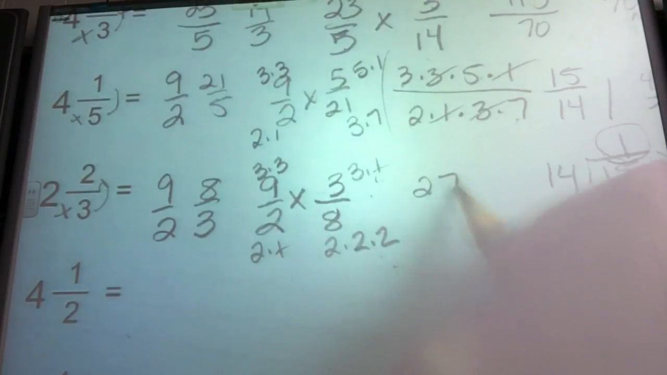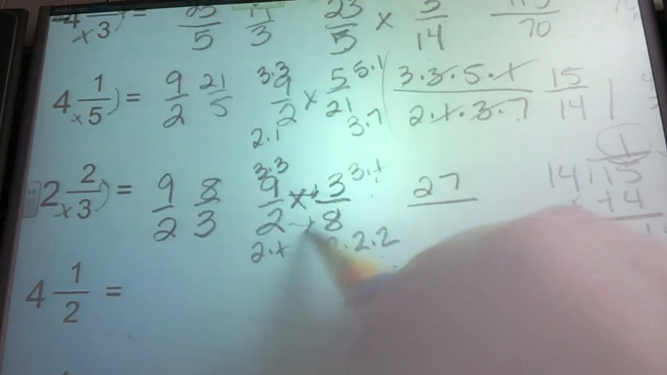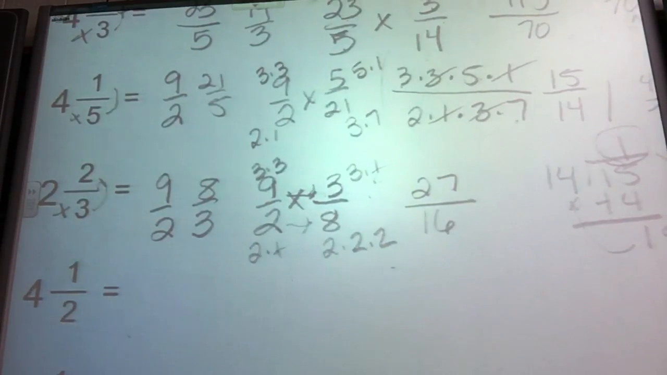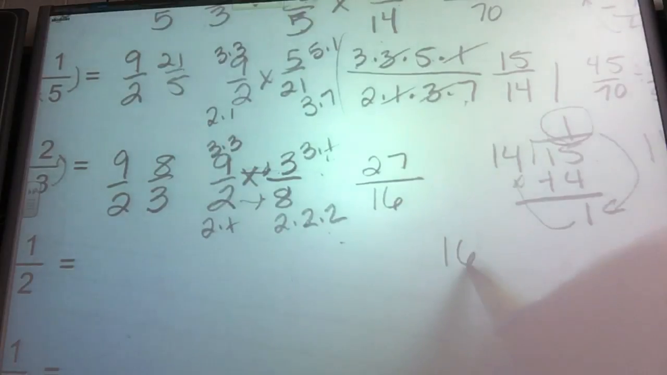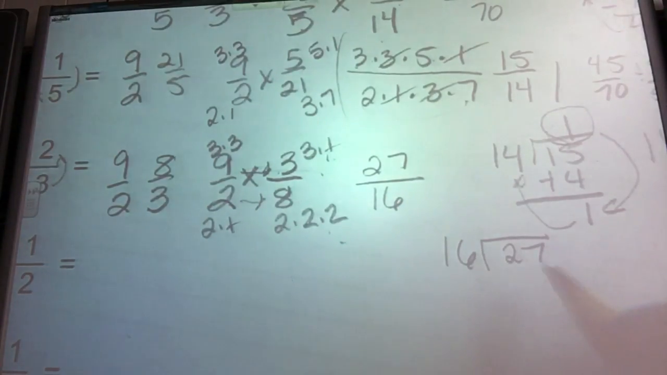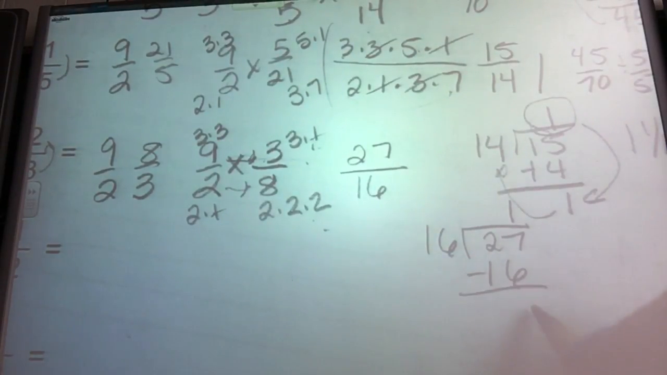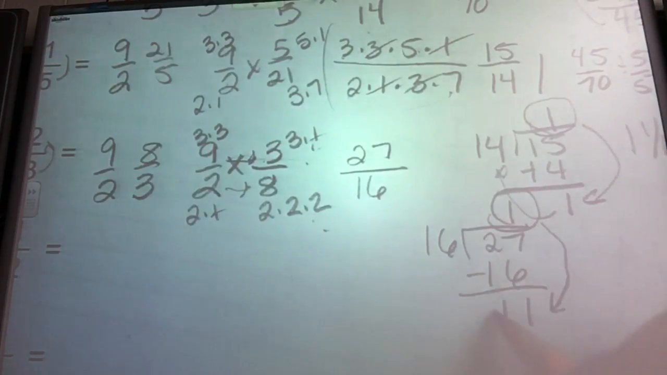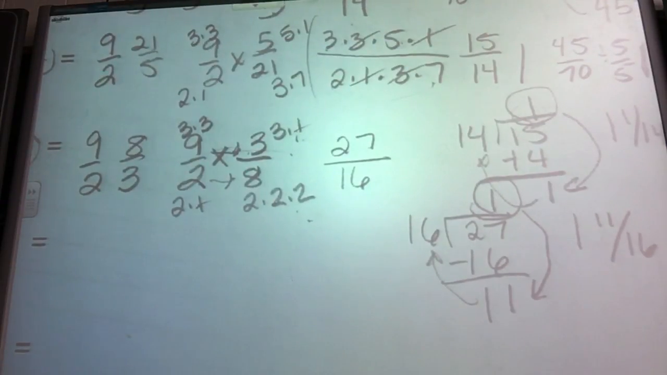It'd be 27, 3 times 9 is 27, and 8 times 2 is 16. And because that's an improper fraction, we have to flip it back into a mixed number. So that will go once, we subtract, and we get 1 and 11/16. So 1 and 11/16 would be your final answer.